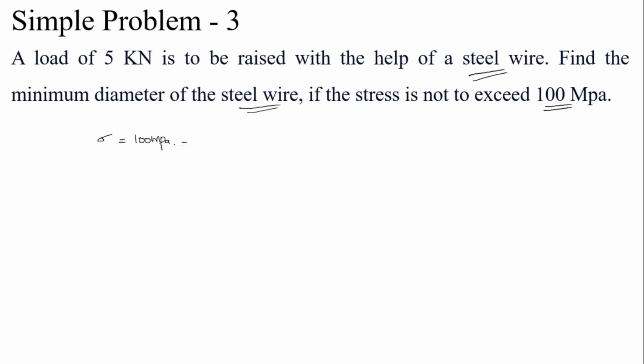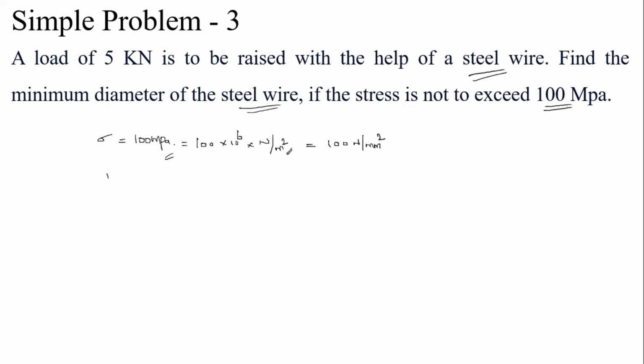We have to convert this into Newton per mm squared. So 100 into 10 to the power of 6 Pascal. What is the value? Newton per meter squared, right? 1 Pascal is equal to 1 Newton per meter squared. So we have to convert this meter squared into mm squared, right? So finally we got 100 Newton per mm squared, right?